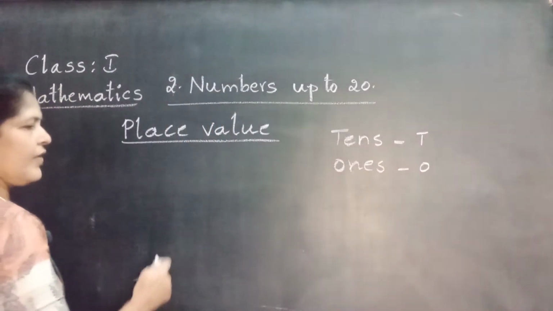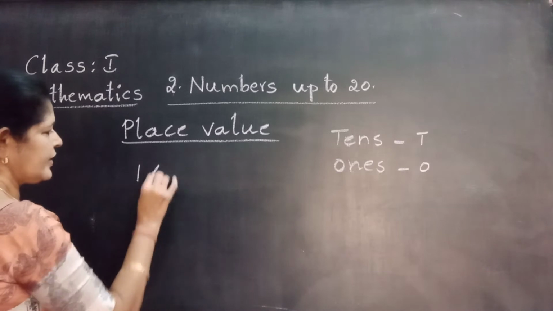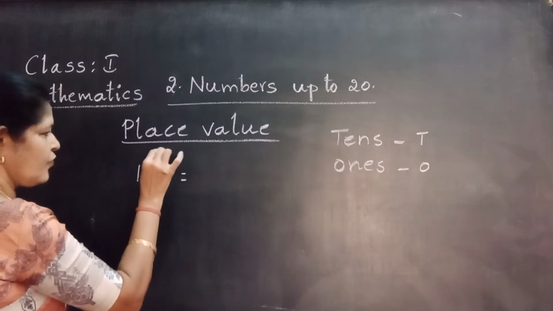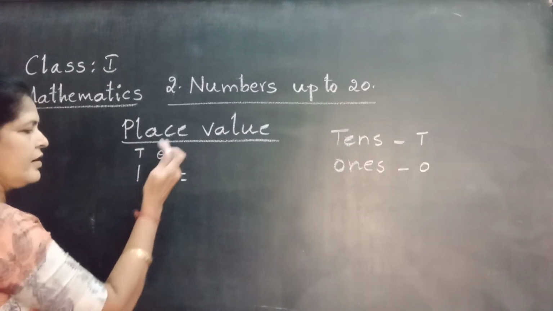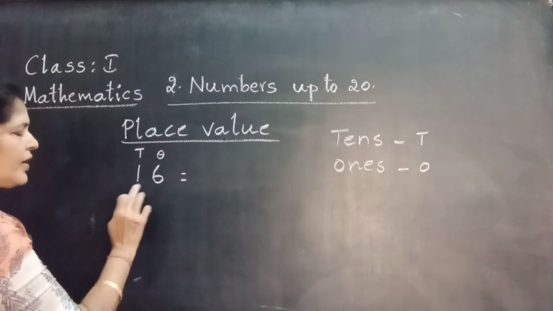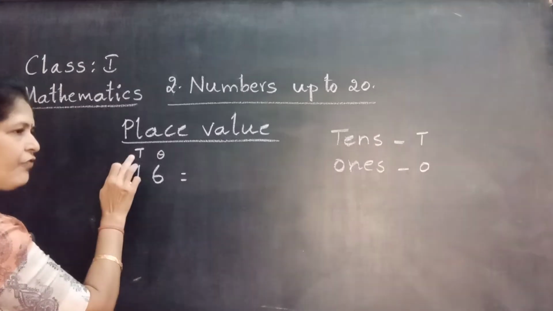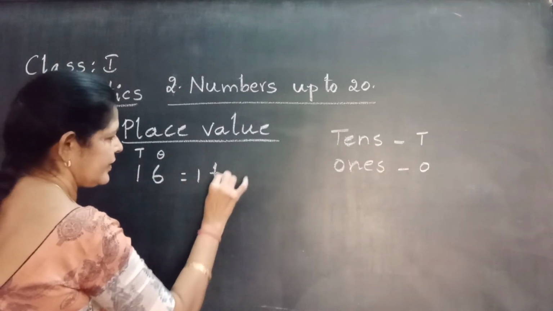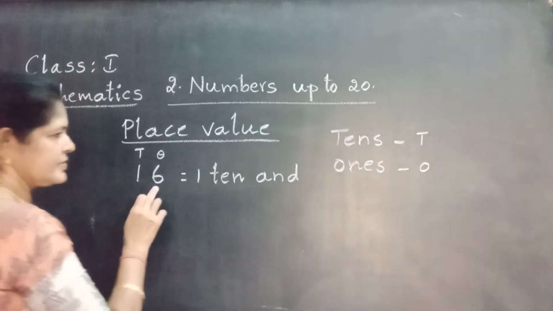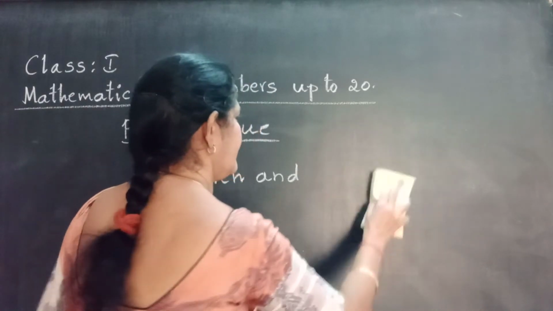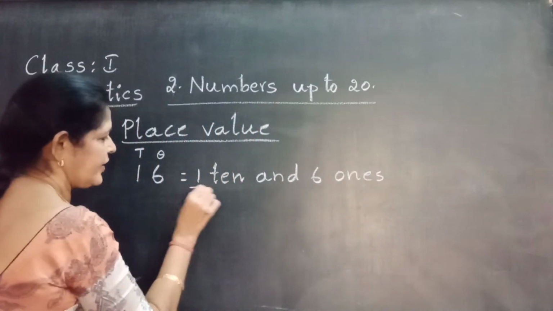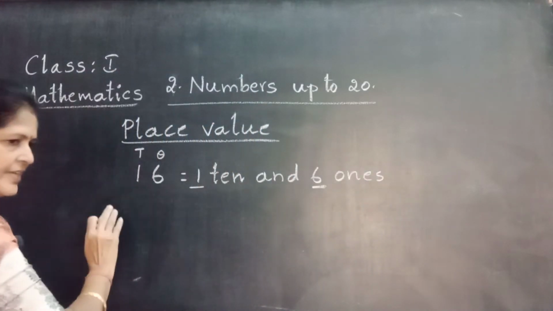Now I have given some numbers. What is this number? 16. This is ones place. This is tens place. Right side place is ones. Left side place is tens. How many tens? 1 ten. T-E-N. And how many ones? 6 ones. O-N-E-S ones. 1 ten and 6 ones, 16.